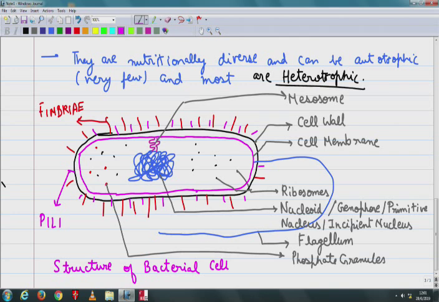Nucleoid is the primitive nucleus, unpacked nucleus. It has many names. Attached to the cell membrane by the help of mesosome.